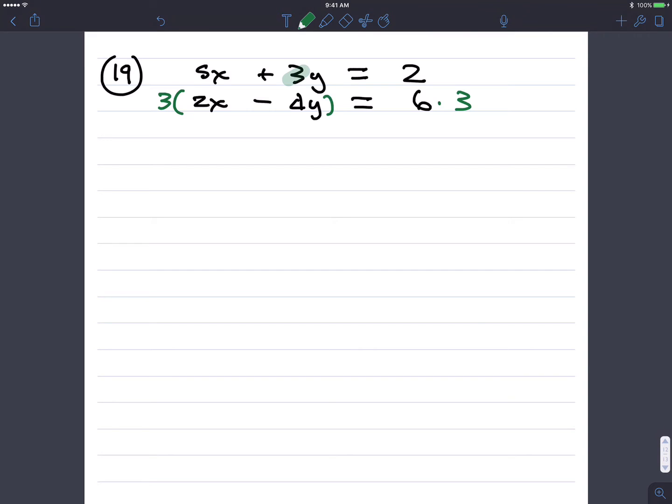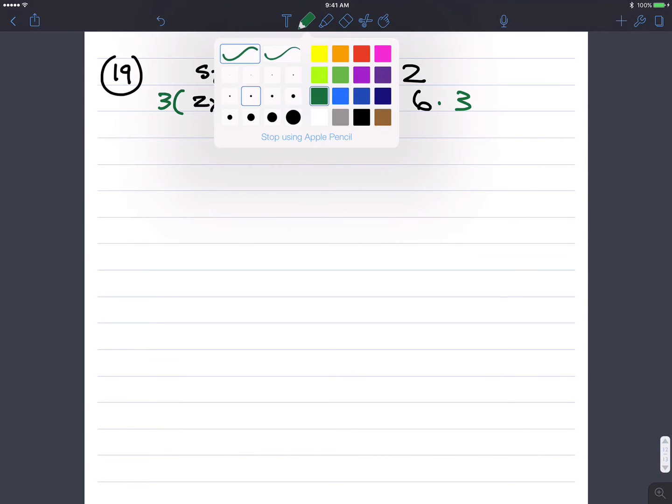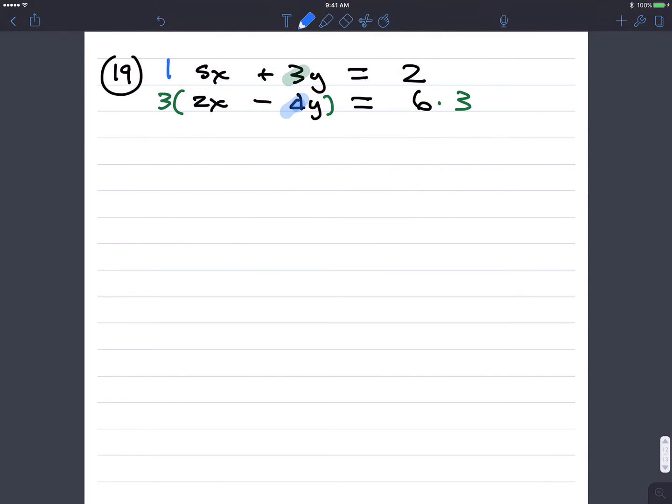Now, what I'm going to have to do with the second equation, we'll notice here that I have a negative 4 multiplied to y. Well, I'm going to multiply the top equation by that 4. And it's going to have to be, well, let's double check. We don't have to do the opposites here.